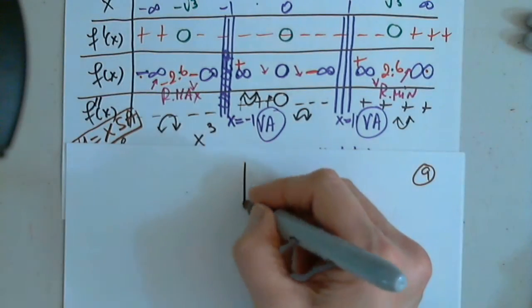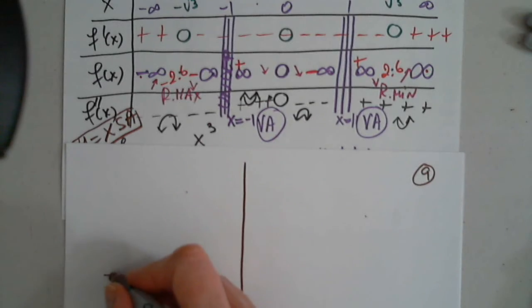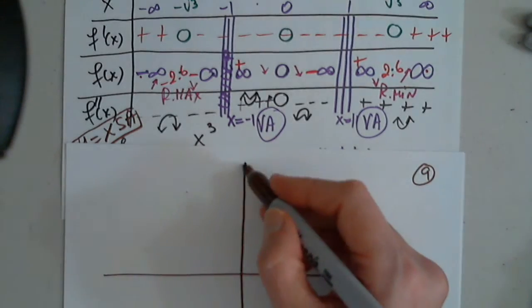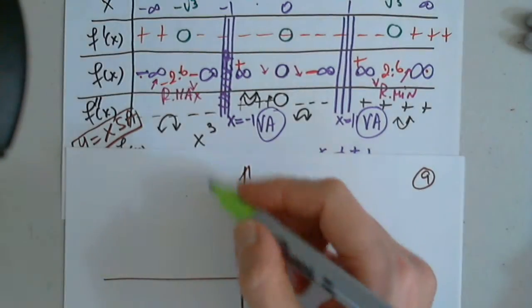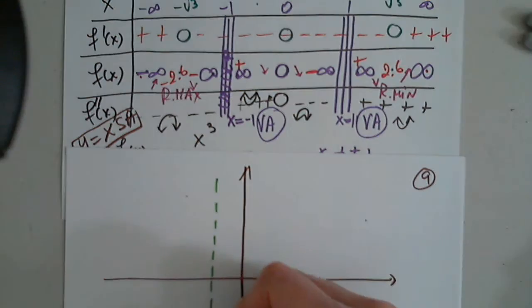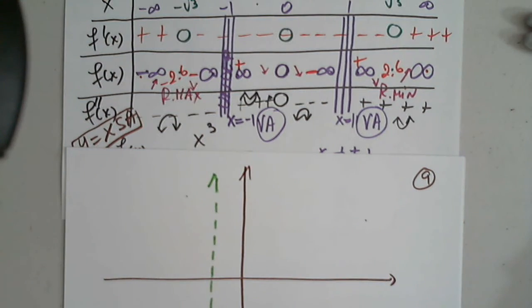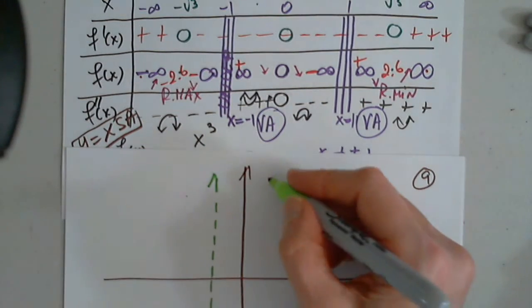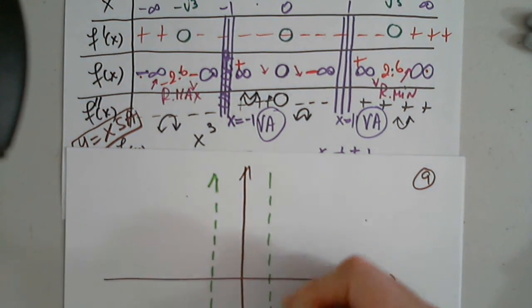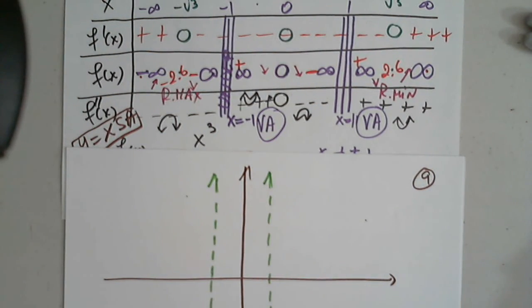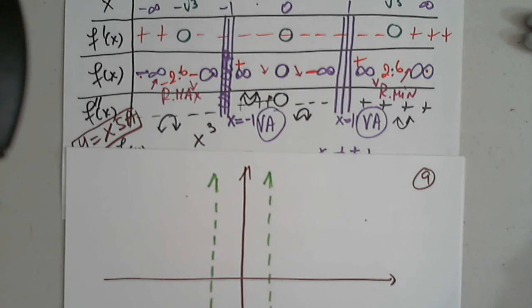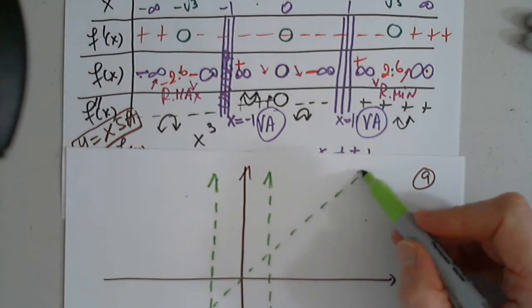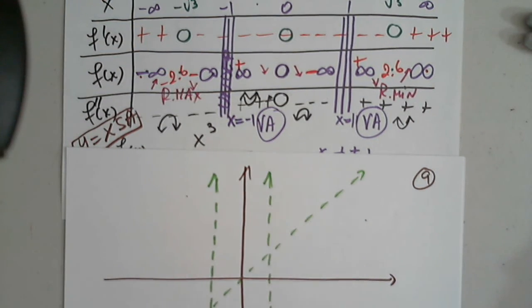So I start with the asymptotes, always. They're not part of the graph, but they have to be graphed. One of them is the vertical asymptote at -1. The other one is the vertical asymptote at 1. And the other one is the slant asymptote y equals x. And we know how to graph this from a long time ago. Is y equals x.